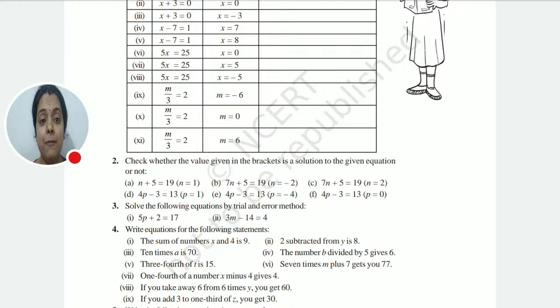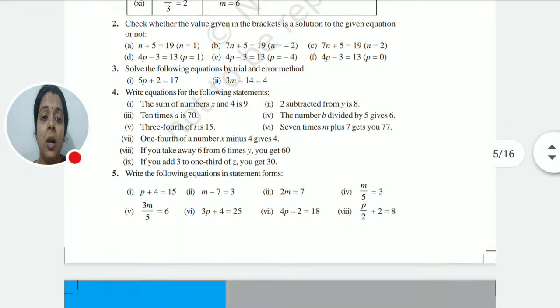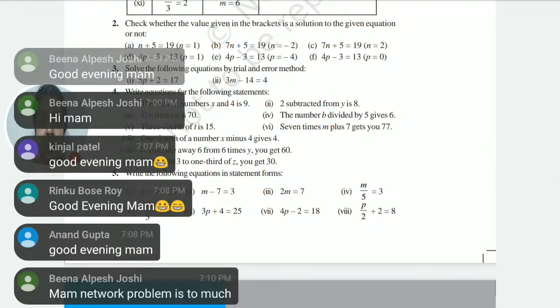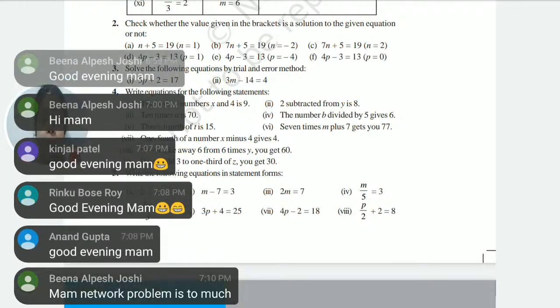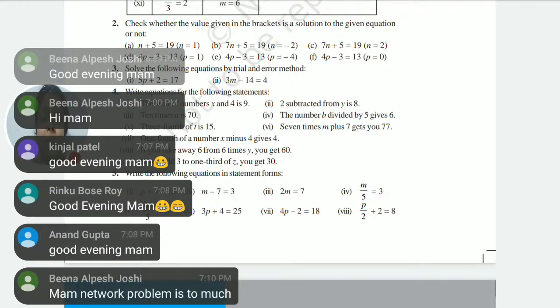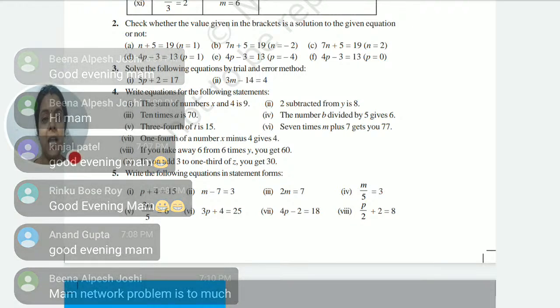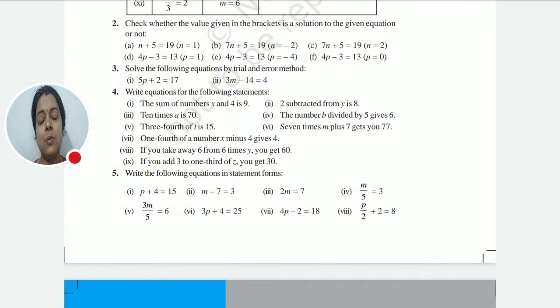Now questions number 4 and 5 are just opposite to each other. The statement is given to you, and you have to write it into an equation. Then the equation is given, and you have to write it in the form of a statement. That was so easy for everybody, equation to statement and statement to equation. That was the easiest one.